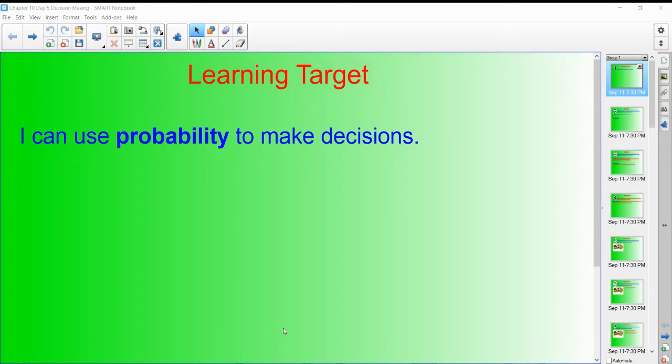Hi everyone. Today we're going to do the last lesson in our probability unit, which is decision making. So we're going to take all that we've learned about probability so far and apply it to real world situations to make decisions based on what the probability tells us.